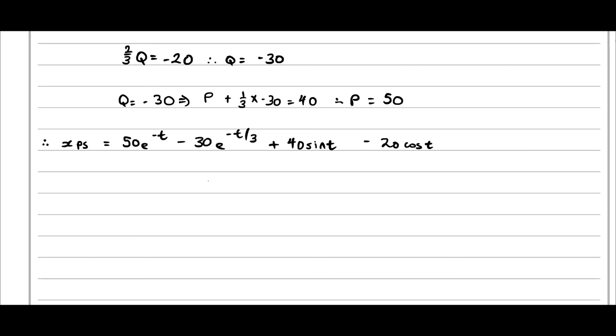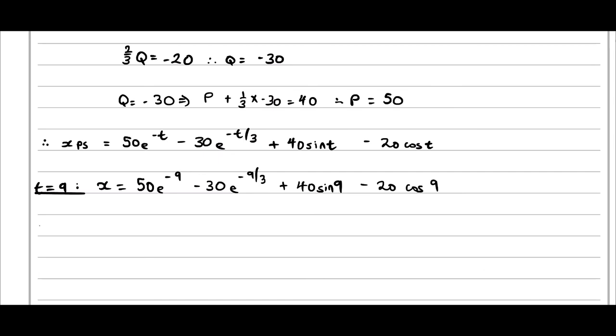Now for part b, so with that being said, when t is equal to 9, we can find out the value of x. So x will equal 50 e to the minus 9 minus 30 e to the minus 9 over 3 plus 40 sine of 9 minus 20 cos of 9.